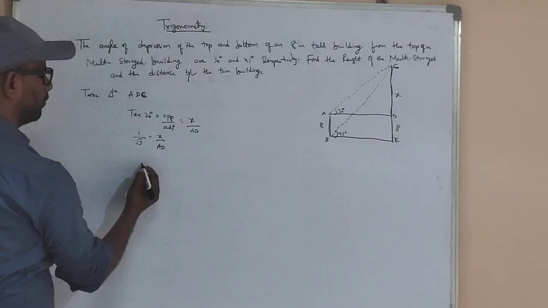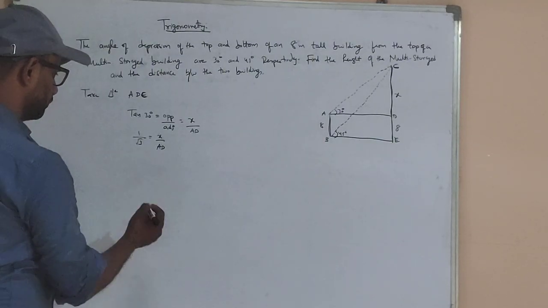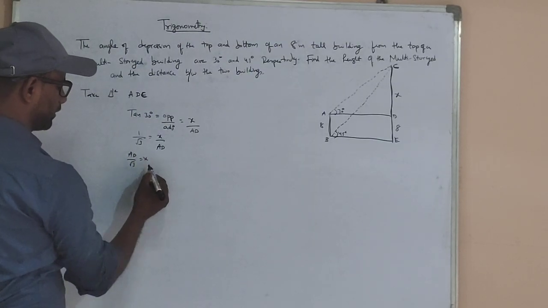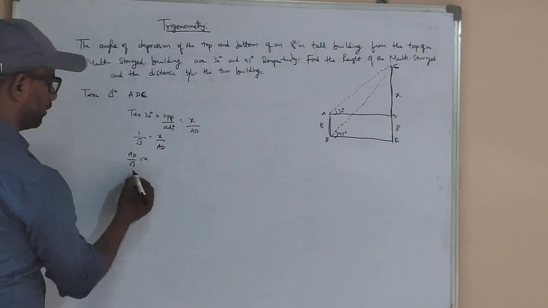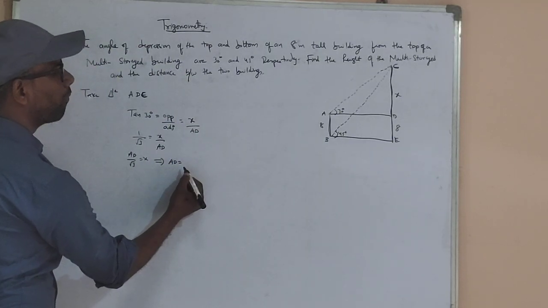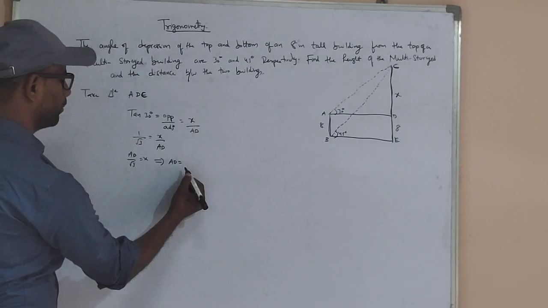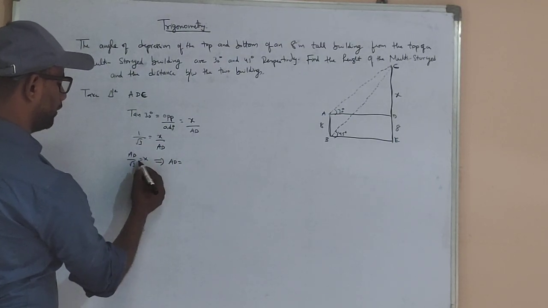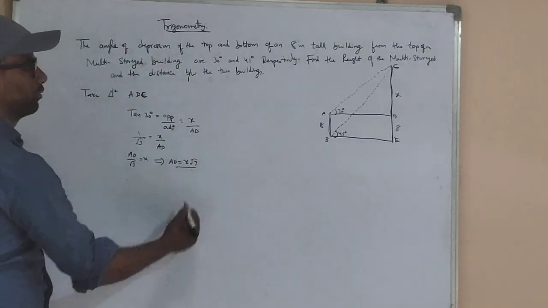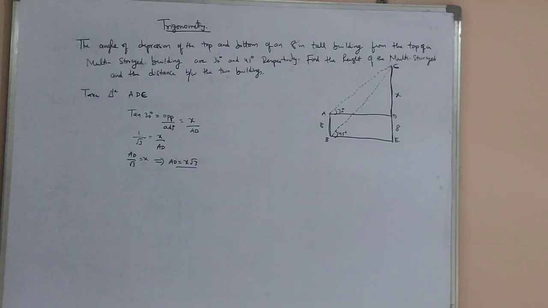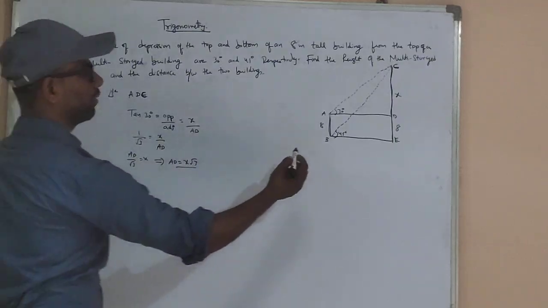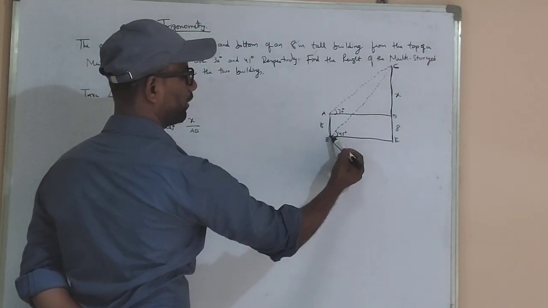So on doing cross multiplication, what do we get? AD by root 3 is equal to x, that implies AD is equal to x root 3. So here AD is equal to x root 3. Now the next step is, take triangle CBE.